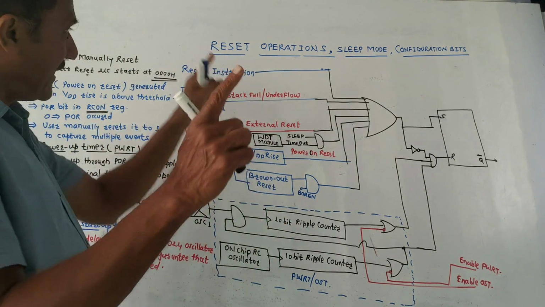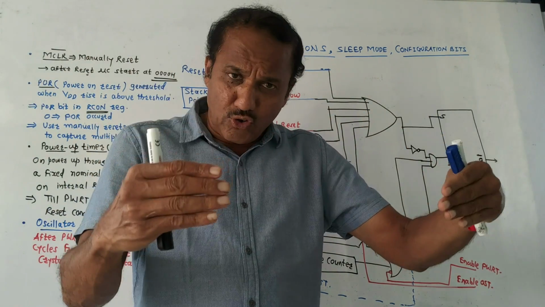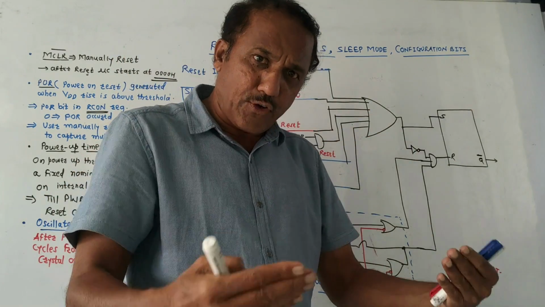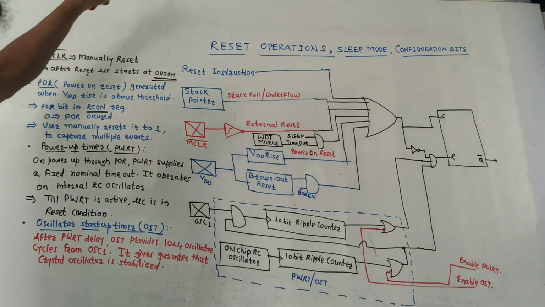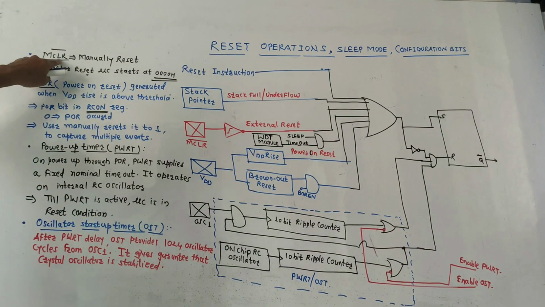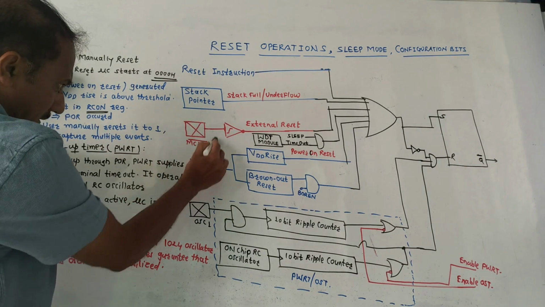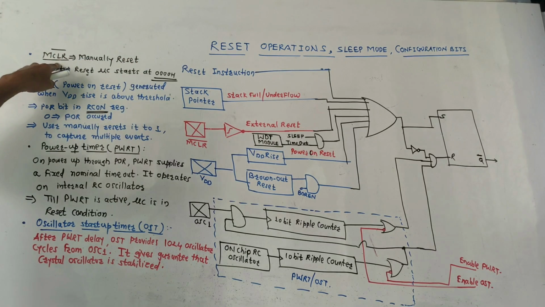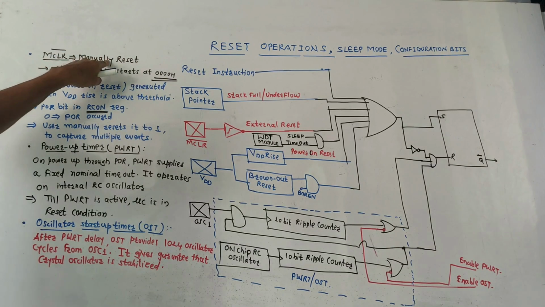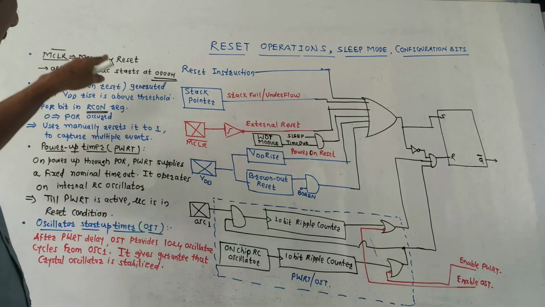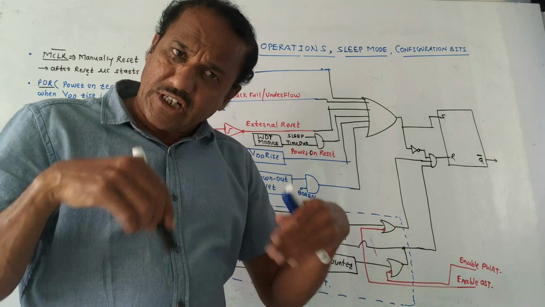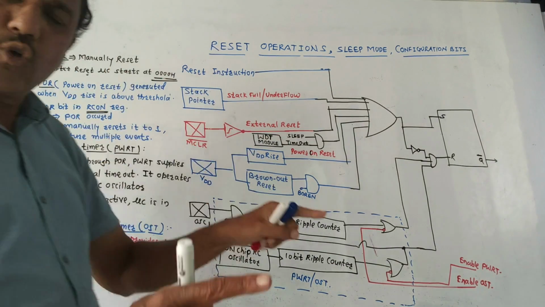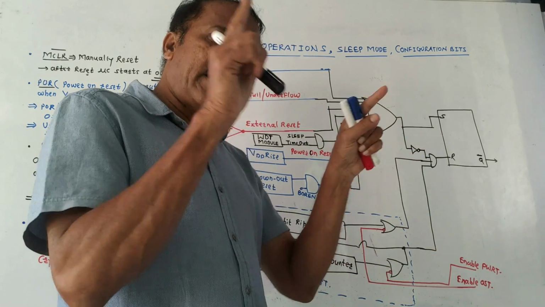As the name indicates, reset means the microcontroller will be reset to zero and then it will start from some default value. So we'll discuss the different resetting operations. First is MCLR bar. I'm talking about this point. It is manual reset operation. It is used to manually reset the microcontroller. After reset, the microcontroller starts at some default address, that is 0000H. This is called the reset vector address.